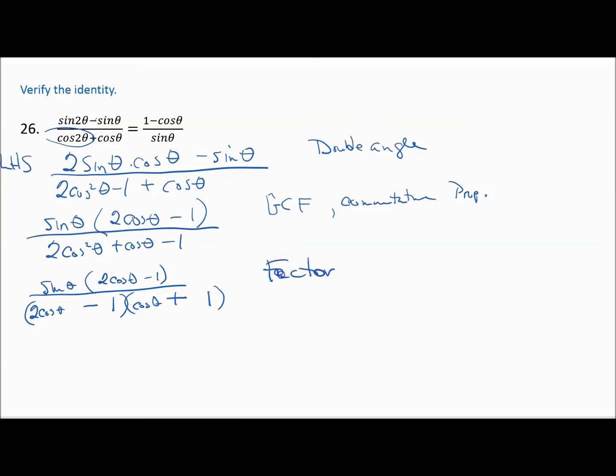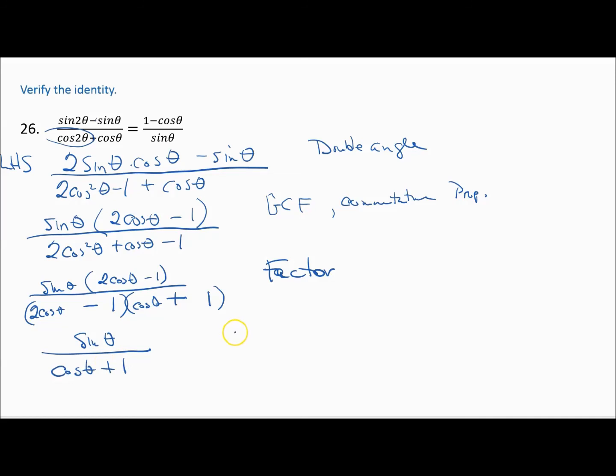Specifically, I factored a trinomial. But if you just put factor, I'm happy with that. Now I see something good. Okay, I see the 2 cosine of theta minus 1s, those cancel. So now I've got sine of theta in the numerator and cosine of theta plus 1 in the denominator.